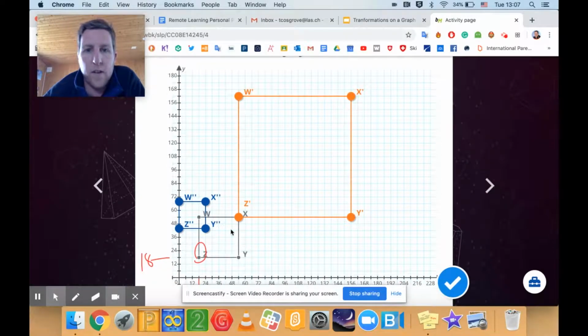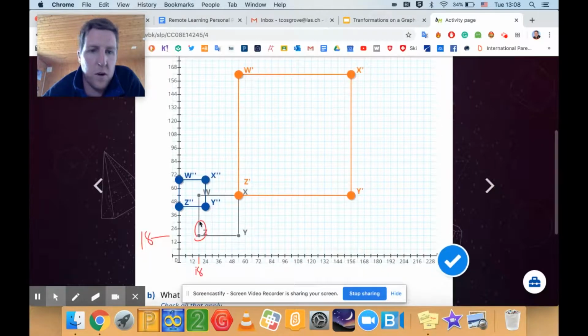Each side is 18 because originally it was 6, and we're multiplying by 3. So I think, if I've counted correctly, I might not. It looks more like a rectangle to me, but we'll mark it quickly and see.